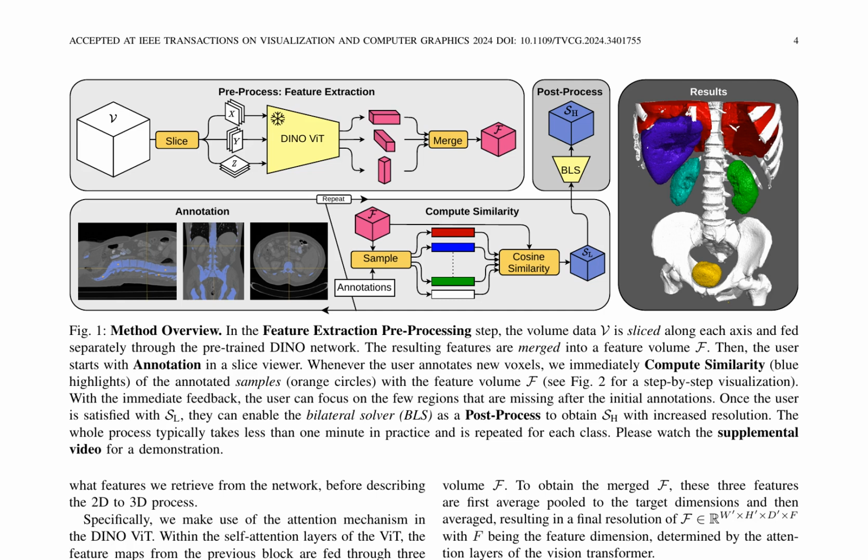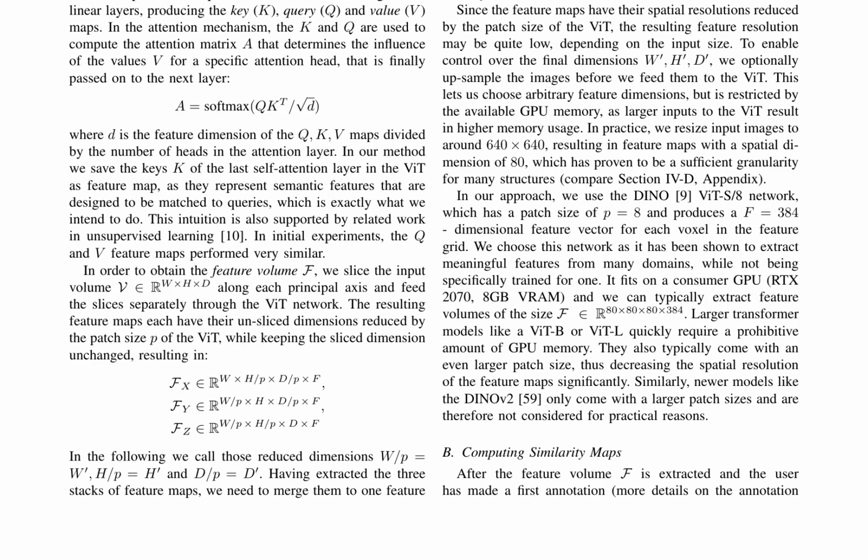The attention mechanism in the DINO ViT computes the attention matrix A, determining the influence of values V for a specific attention head. The keys K of the last self-attention layer are saved as feature maps, representing semantic features designed to be matched to queries. The feature volume F is obtained by merging the feature maps along each principal axis, reducing dimensions by the patch size of the ViT, and then averaging to the target dimensions. The DINO ViT-B/8 network is chosen for its ability to extract meaningful features without requiring specific training.